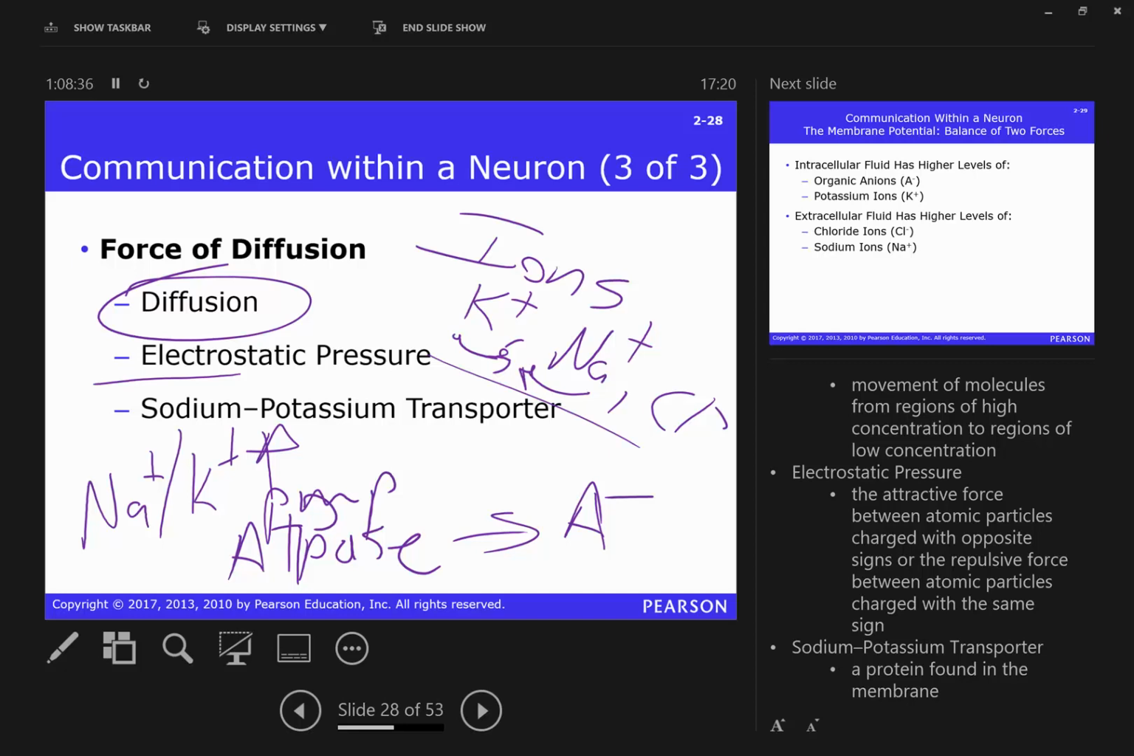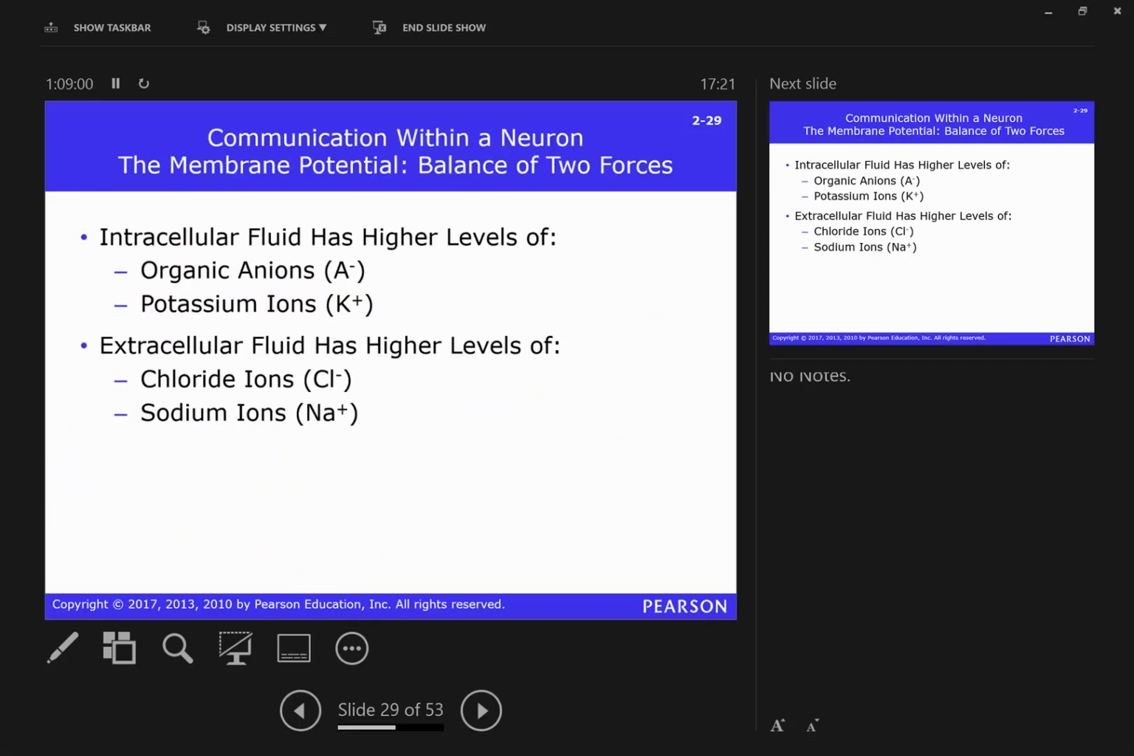So the sodium-potassium transporter is constantly swapping sodium and potassium, right? It's pumping out sodium, pumping in potassium, because we need to set up this concentration gradient for an action potential later, okay? We'll talk in some detail about that sodium-potassium pump in a bit.